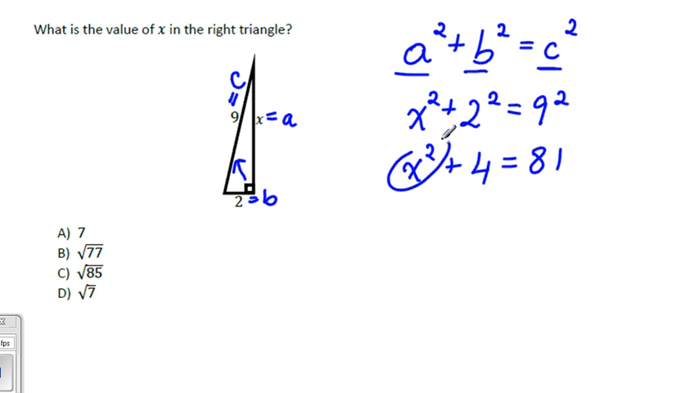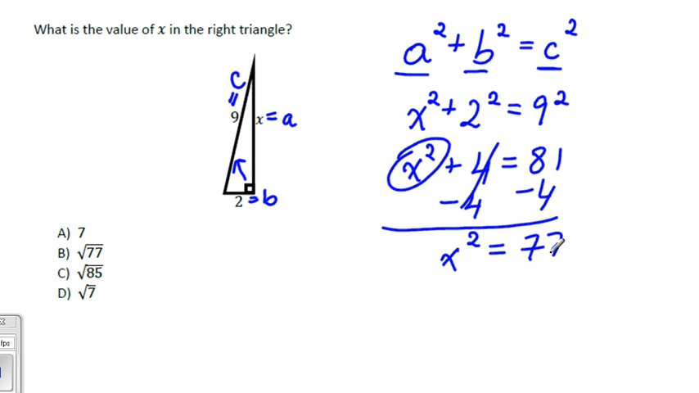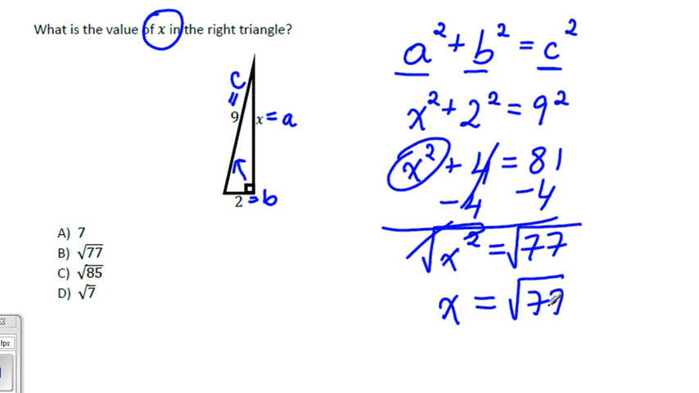Let's isolate x squared because our goal is to solve for x. X squared is equal to 81 minus 4 is 77. But remember, we want x, not x squared. So now square root on both sides of the equation. We'll get rid of the power 2. X is equal to square root of 77.